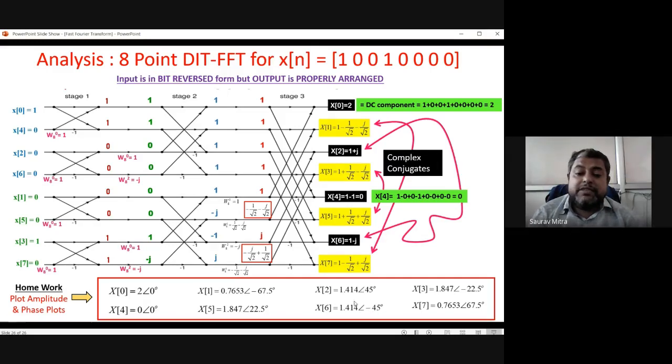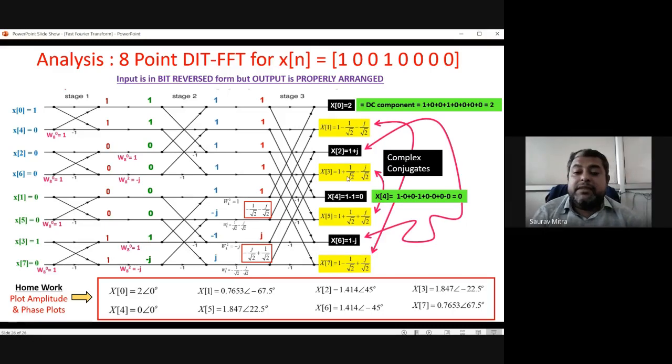So you can check here x2 and x6 both are having the same amplitudes. Here it is 1 plus 1j, and here it is 1 minus 1j. If you want to find the amplitude here, this will be root under of 1 square plus minus 1 square. That means again the amplitude will become root 2, that is 1.414. So for 1 plus j, angle is 45 degree. For 1 minus j, angle is minus 45 degree.